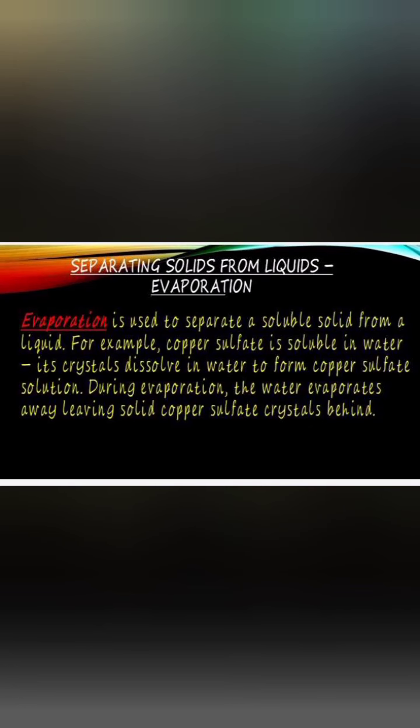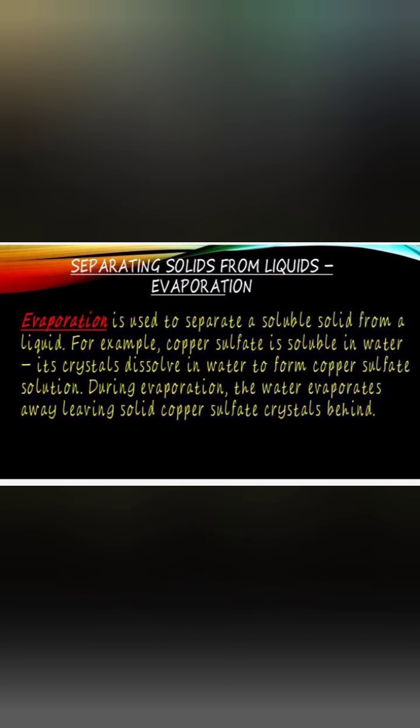Now the next one is evaporation. So it is used also in separating solids from liquids, only that it is used for soluble solid. So evaporation is used to separate a soluble solid from a liquid. For example, copper sulfate is soluble in water, so it can be dissolved. Its crystals dissolve in water to form a copper sulfate solution.